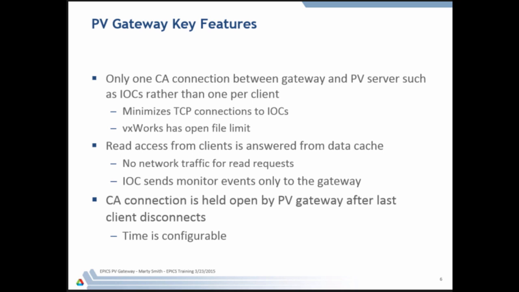one connection per client. So normally, without a gateway, what would happen is you start up all your channel access clients and they all connect to the IOC. Now that might be 20 different connections depending on the number of clients you have, of course. So what the gateway will do is help minimize those TCP connections to the IOCs.